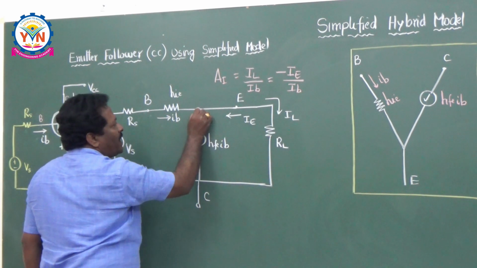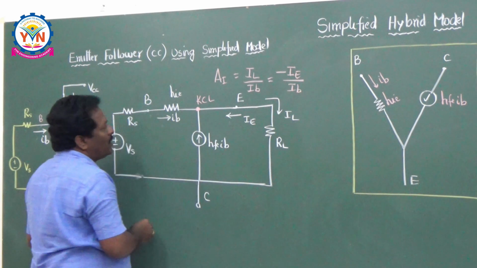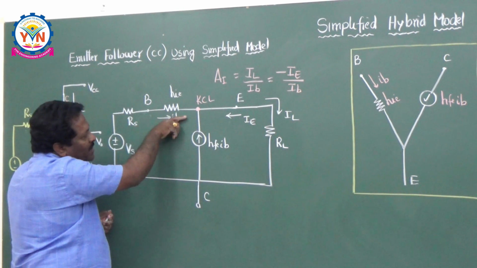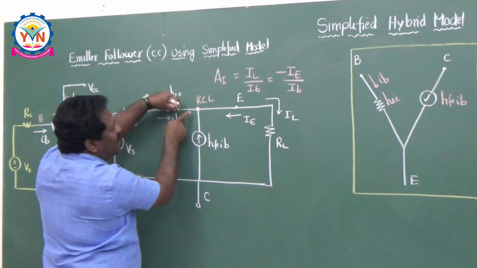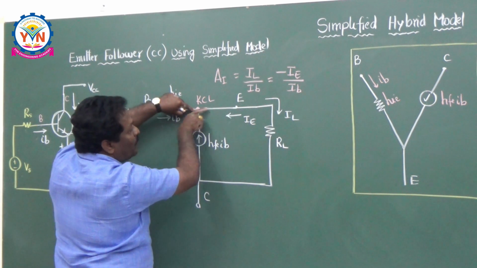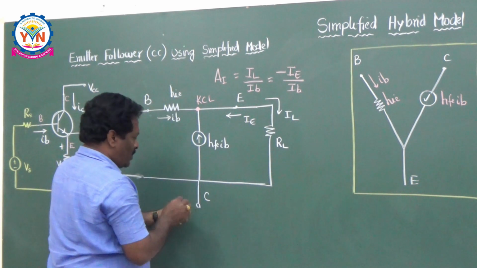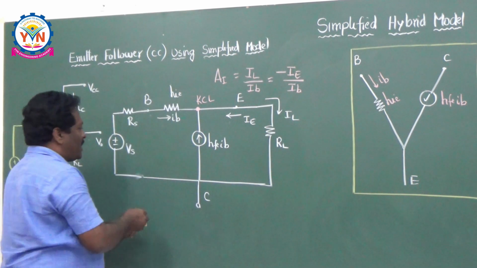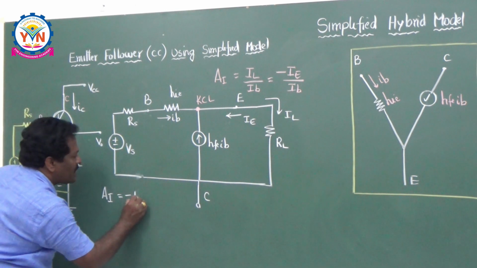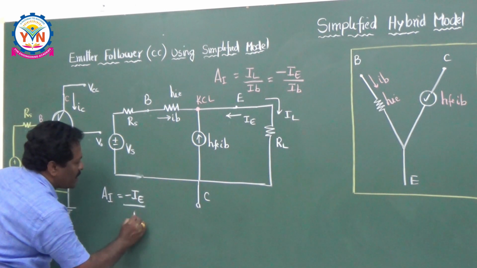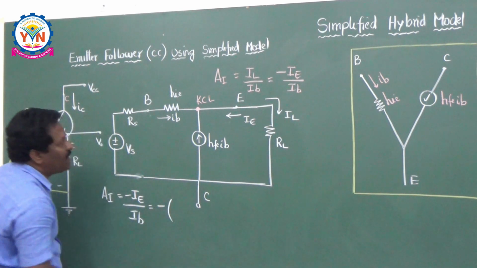If you apply KCL at this point, IB is coming in this direction, and HFE times IB is coming in this direction. Definitely they will go in this direction, opposite to IE. So IE will be the negative of these two things. So if you calculate the current gain, AI is equal to minus IE by IB.